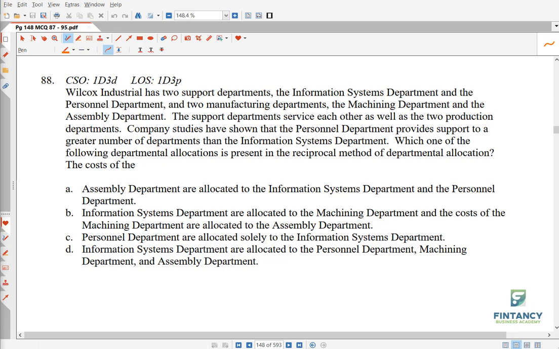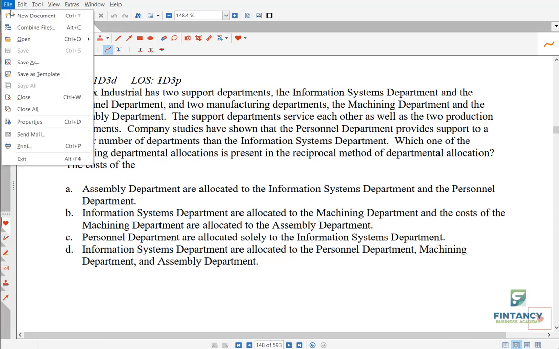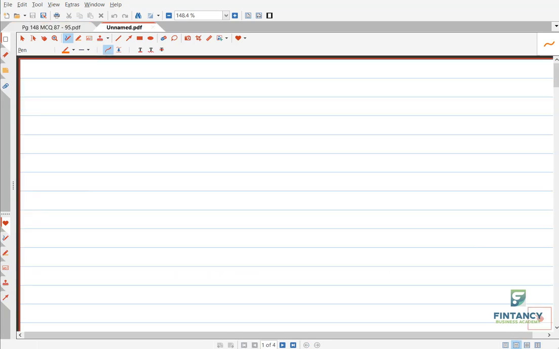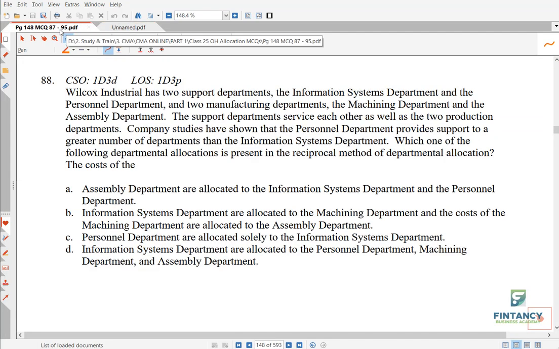So this is MCQ number 88 we are doing. Okay, so let's see what they are telling you. They are saying the costs of the departments. Okay, let's see the scenario. The company Wilcox Industrial has two support departments. Okay, two support departments. Support means service or production? Right? Support means service. Very nice. So they have two support departments, information system and personnel.